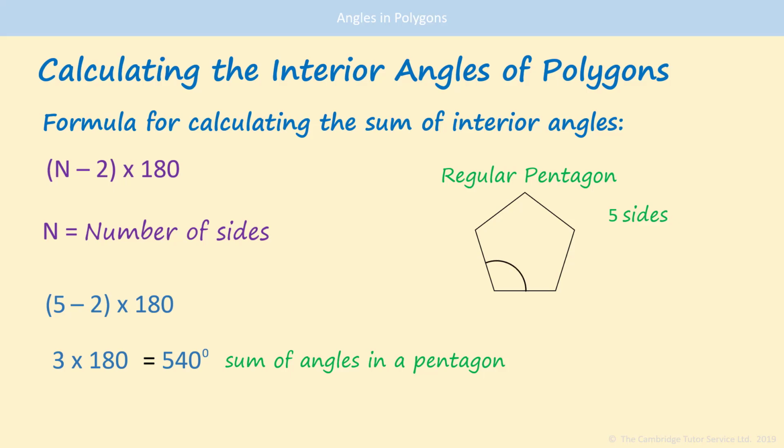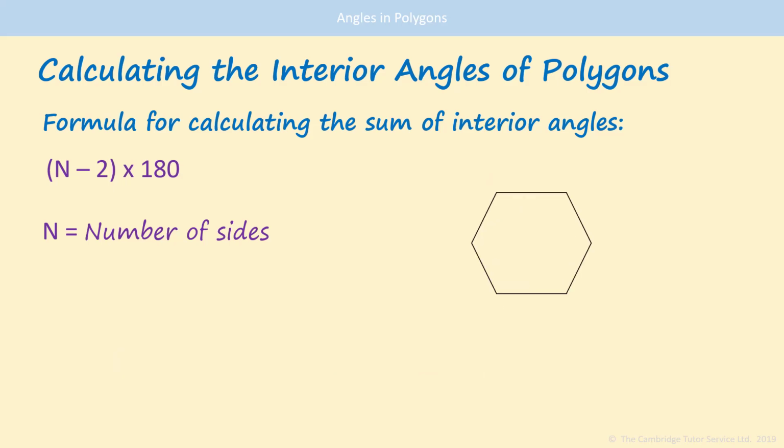To work out what one angle is, because this is regular, they'll all be the same. So you would divide that 540 by the number of sides. 540 divided by 5 is 108, so each angle will be 108 degrees.